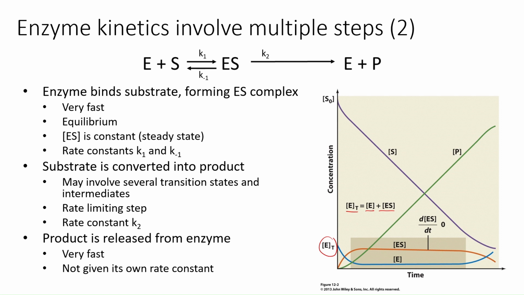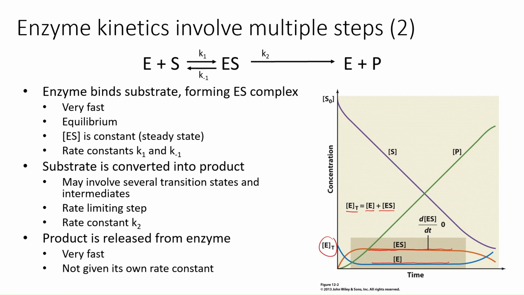And you can see that, like we mentioned, over the course of the reaction, the level of enzyme substrate complex is fairly constant, and the concentration of free enzyme is also fairly constant. And when you add those two things together, you get the total enzyme that's present.